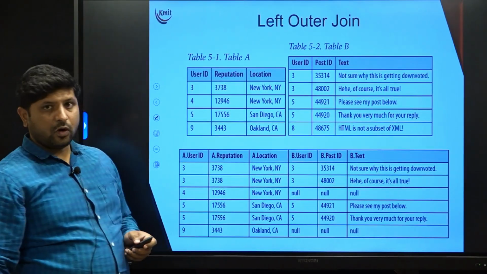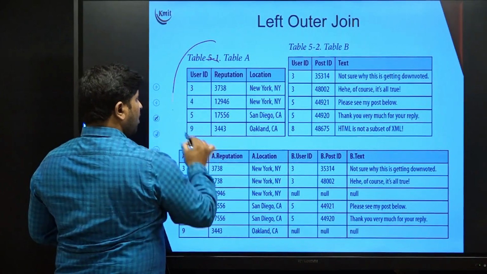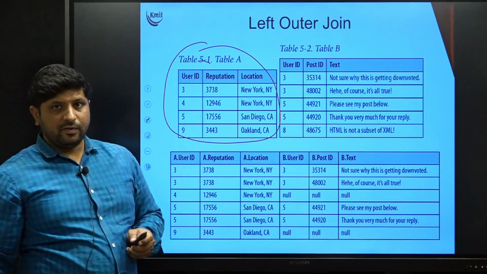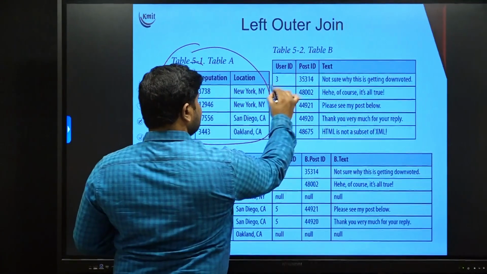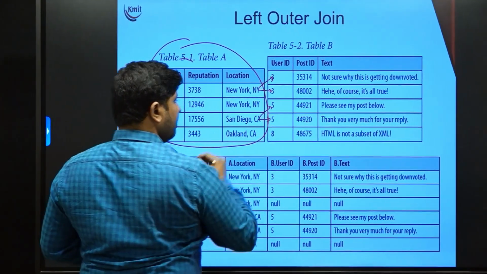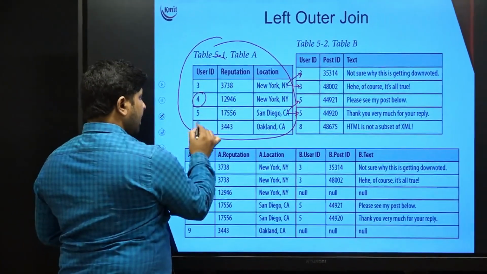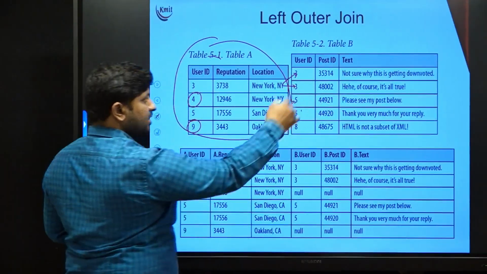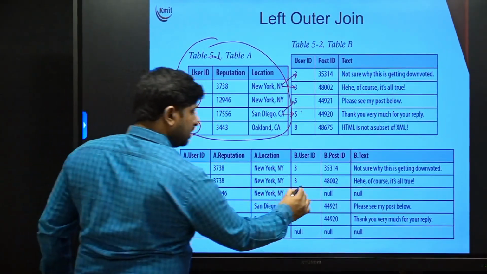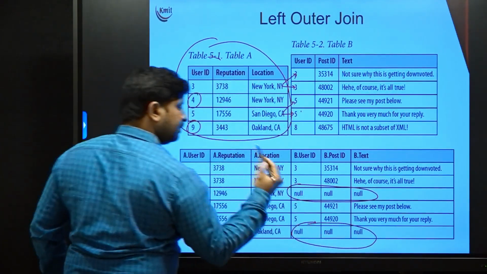If you go with left outer join, then the entire table A will be on the left part, whereas the similar elements such as 3, 3 and 5, 5 will be matched. But what about 4 and 9? We don't have any elements matching the 4 and 9 user IDs. Then for those fields, we will have null values from the second table.